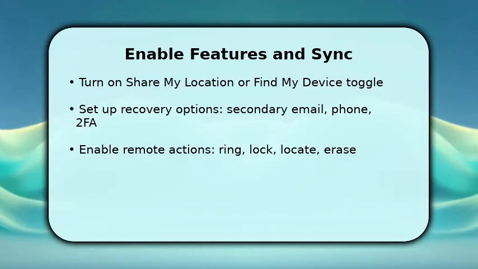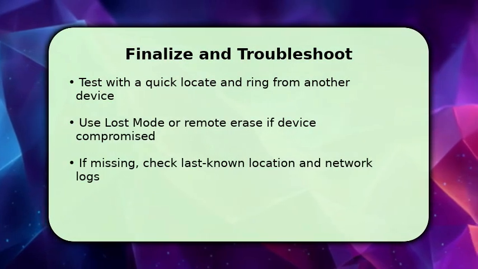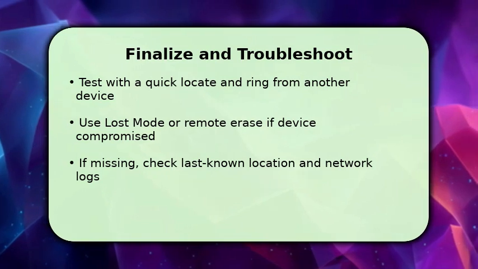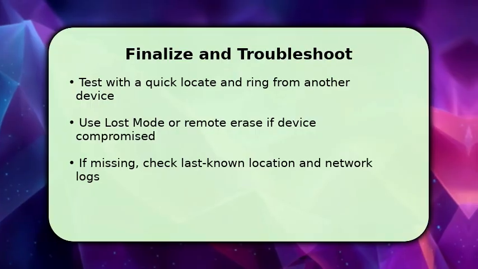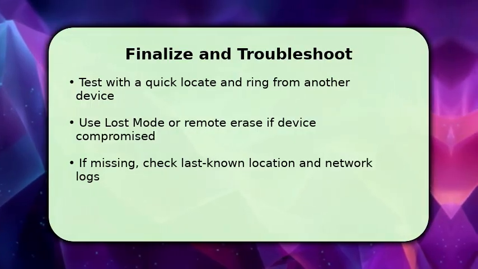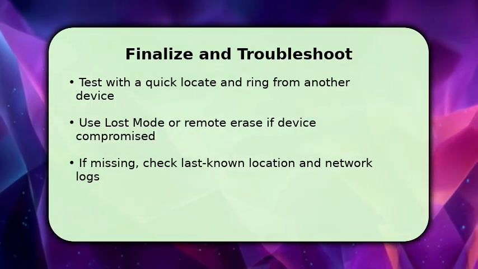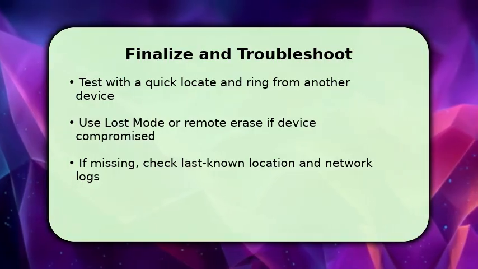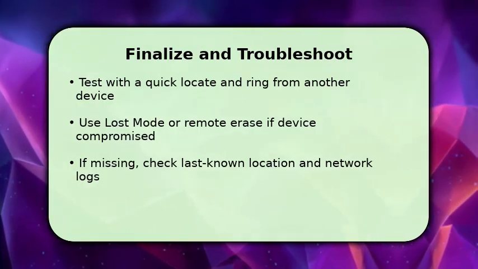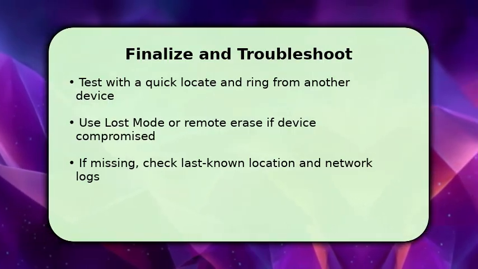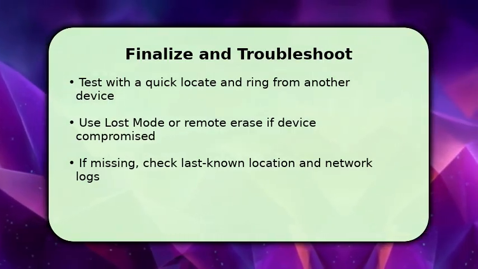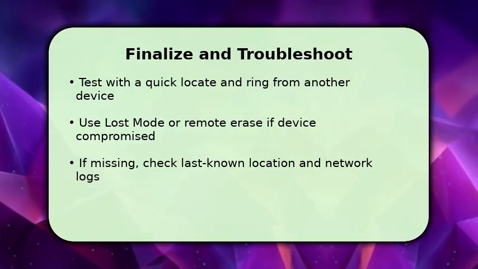Finish by testing and knowing what to do if things go wrong. From a different device or web portal, perform a locate and trigger a ring to confirm connectivity. Make sure location updates appear. If the device is stolen or compromised, enable lost mode to show contact info and lock it, or remotely erase as a last resort. If location fails, check account sync, permissions, and the device's last known location.